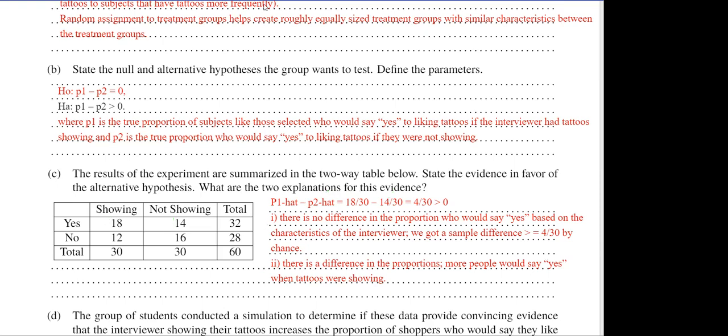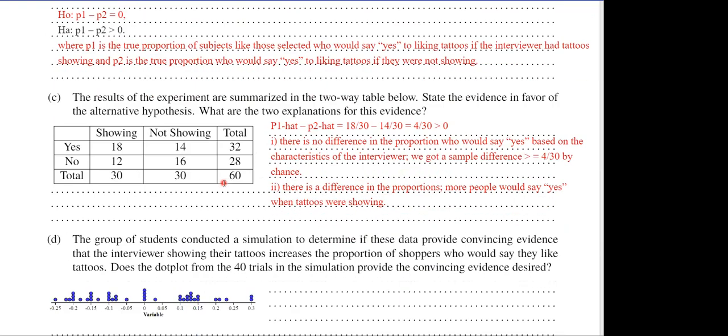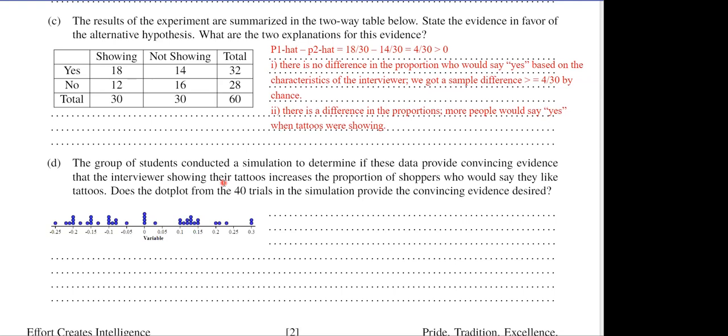Okay. Then we can continue and say, well, what if we were to run a simulation like we did in our work earlier in the year? So let's review those ideas, right? The group of students conducted a simulation to determine if these data provide convincing evidence that the interviewer showing their tattoos increases the proportion of shoppers who would say they like tattoos. So does the dot plot from the 40 trials in the simulation provide the convincing evidence desired?